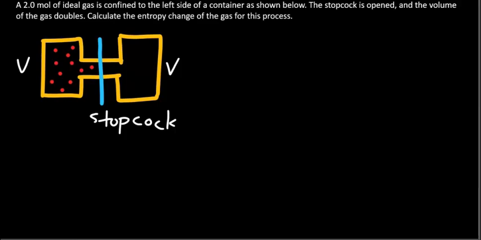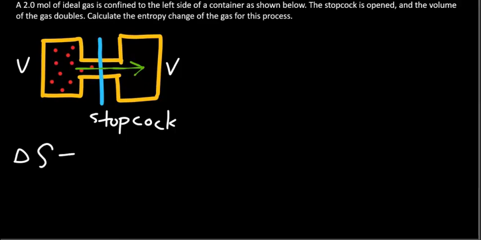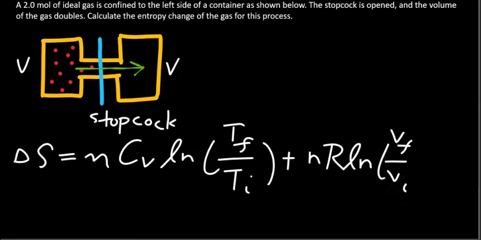Let's do a problem. Two moles of an ideal gas are confined to the left side of the container as shown below. The stopcock is opened, and the volume of the gas doubles by spreading to the right-hand side compartment. Calculate the entropy change of the gas for this process. Remember the expression for the change in entropy that we have written a few minutes ago? It looked like this: nCV ln(Tf/Ti), with temperatures in Kelvin, plus nR ln(Vf/Vi), the final volume over the initial volume. Free expansion occurs at constant temperature.